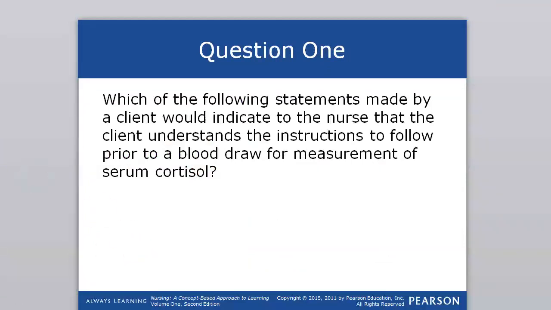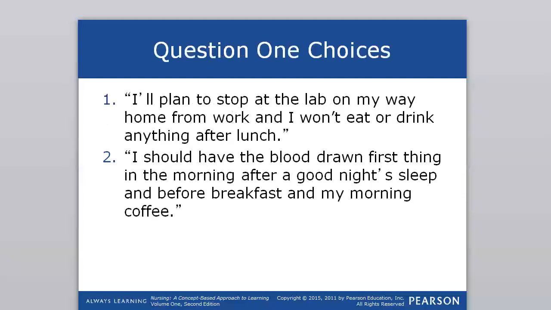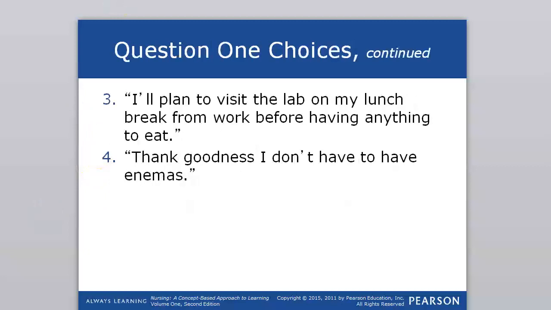Question 1. Which of the following statements made by a client would indicate to the nurse that the client understands the instructions to follow prior to a blood draw for measurement of a serum cortisol? Our choices are: 1, I'll plan to stop at the lab on my way home from work and I won't eat or drink anything after lunch. Or 2, I should have the blood drawn first thing in the morning after a good night's sleep and after breakfast and my morning coffee. And number 3, I'll plan to visit the lab on my lunch break from work before having anything to eat. And number 4, thank goodness I don't have to have enemas.